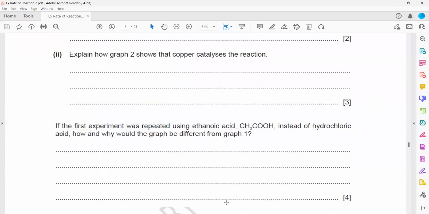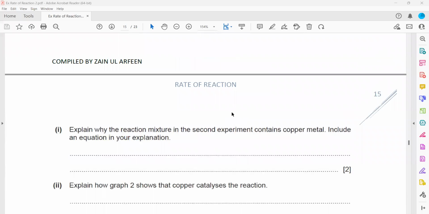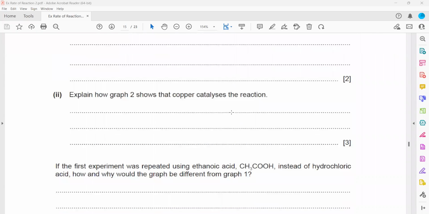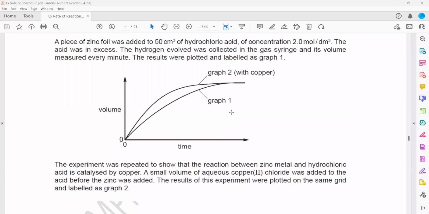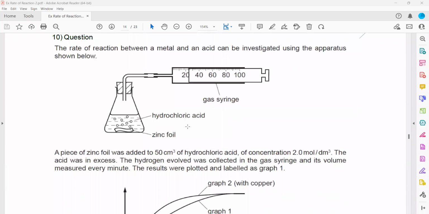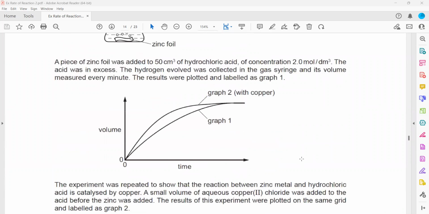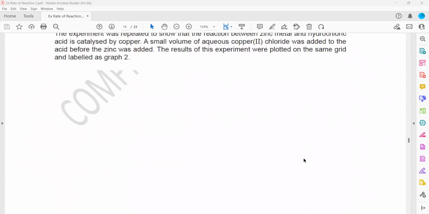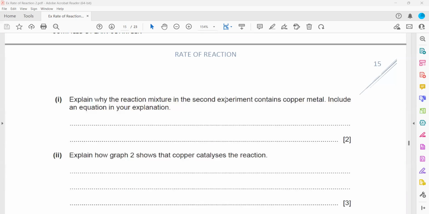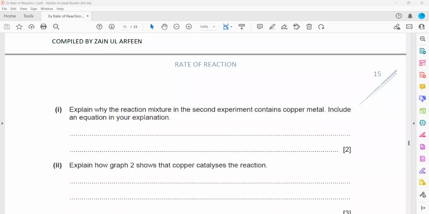So in this question, why does the reaction mixture in the second experiment contain copper? It's a similar question, as you can see, with hydrochloric acid and a zinc foil. In one of the reactions there was only zinc foil, and in the second reaction it was helped by copper. So copper is actually acting like a catalyst for this reaction. The question is, why does the reaction mixture in the second experiment contain copper, and include an equation in your explanation.